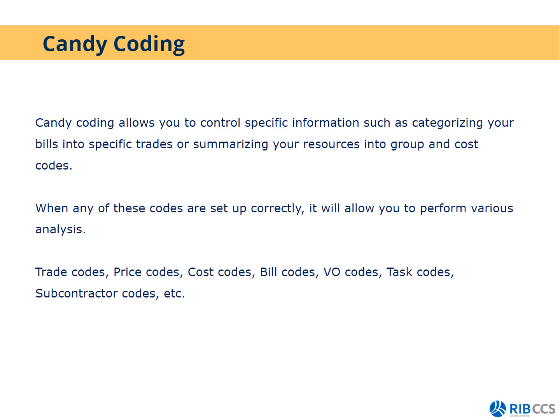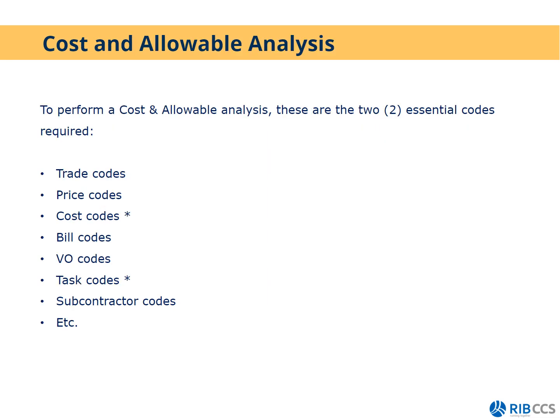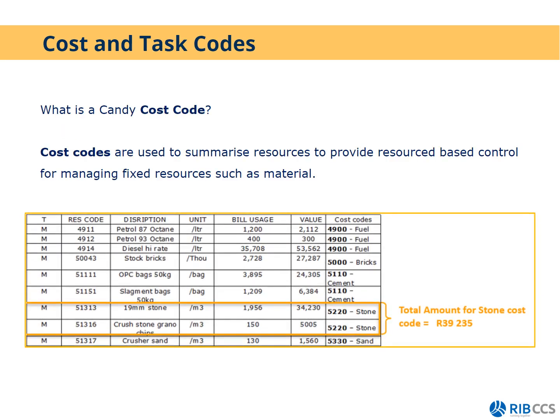So we are only going to focus on the codes that you need to use for cost and allowables, again, just due to time. So at post-tender setup, you have then all these codes, and to do cost and allowables, you would have to have the two codes that are highlighted with the asterisks on this list. So we're going to only focus on the cost codes and the task codes. Now, firstly, what is cost and task codes?